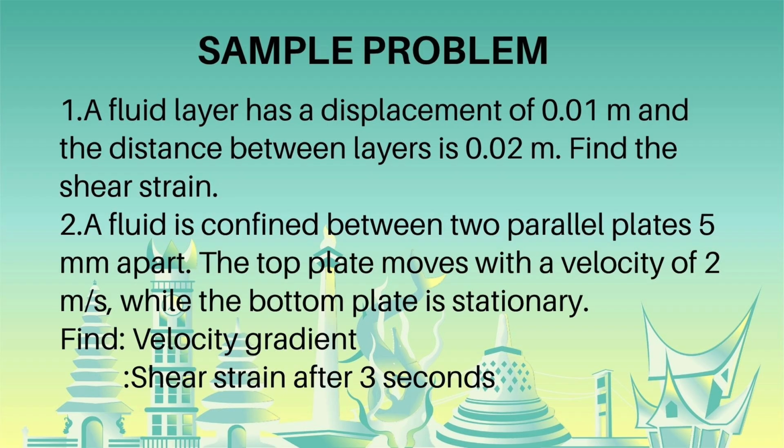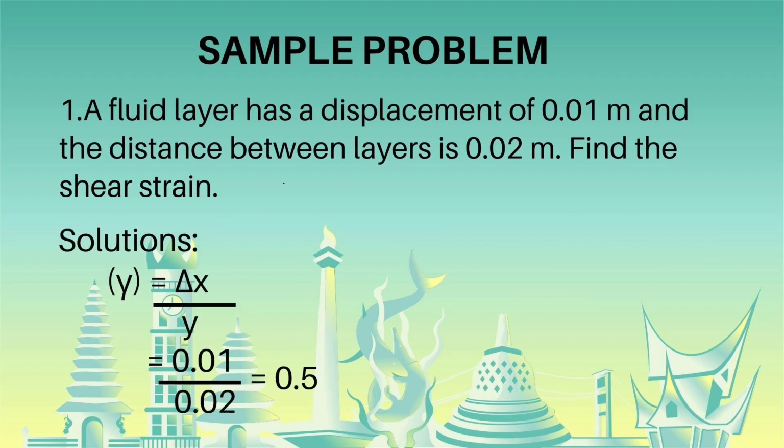Problem number 1. A fluid layer has a displacement of 0.01 meter and the distance between layers is 0.02 meter. Find the shear strain. The formula of the shear strain, we all know, is gamma equal to delta x over y.